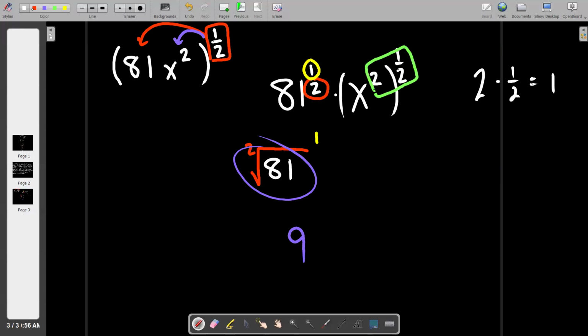So we wind up in the end with just x to the power of 1. And of course, you probably wouldn't put that, right? Just 9x would be just fine. Is that coming back to you a little bit?